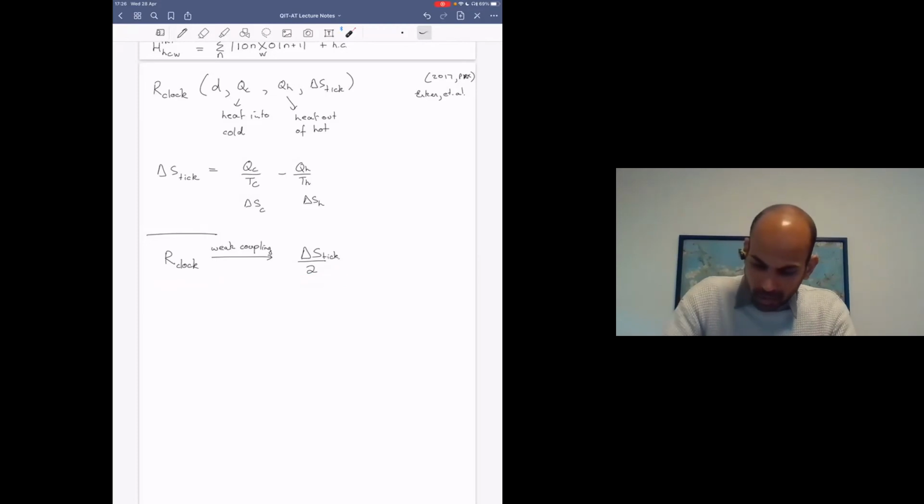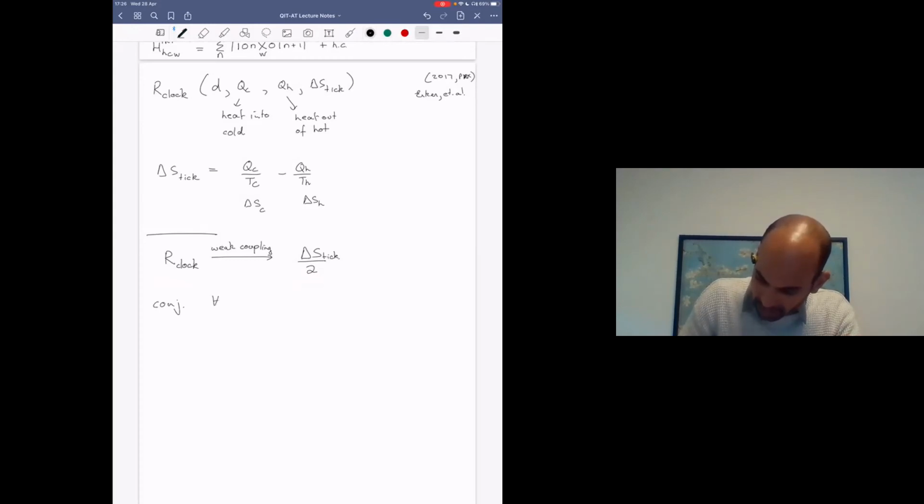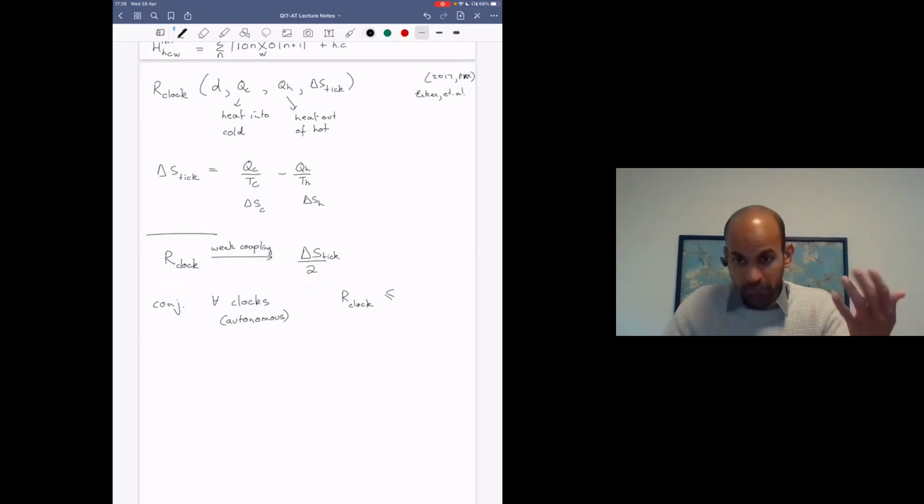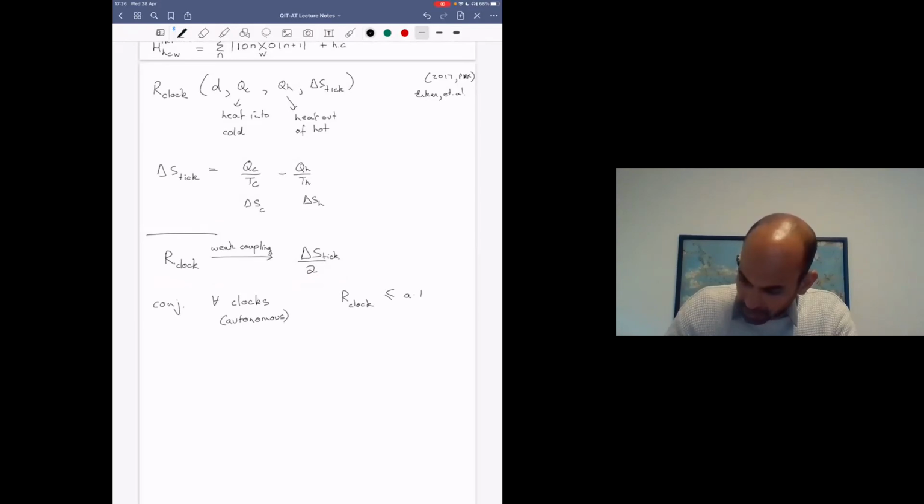Now, one way of putting this is to conjecture that this is always the case, that for all clocks, rather, that are autonomous, where all of the resources are included in the description of the clock, we must have that R of the clock is less or equal to some function of the entropy dissipation, but in particular, a linear function.